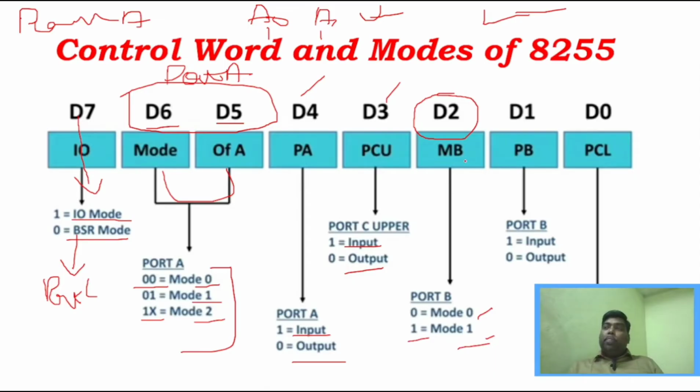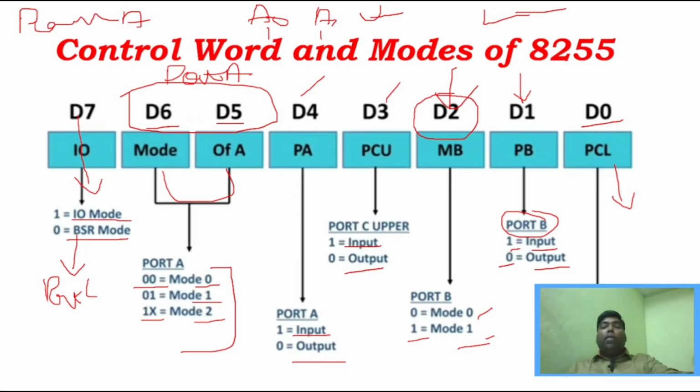Similarly, for port B, whether it is going to work as an input port or output port: the previous bit tells you only the modes of operation, but this bit tells you whether it is going to work as an input port or the output port, right? So you can see here, this is port B. If it is 1, it will act as an input port, and if it is 0, it will act as an output port, right? And the last bit, you can see D0, right? This will tell you whether the lower nibble of port C is going to work as input port or output port. If it is 1, it is input port, and if it is 0, it is output port, right?